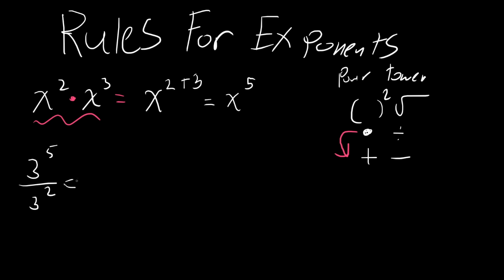Over here in this example, we have 3 to the fifth over 3 squared. Well, that's division, so I'm going to go back to my power tower. I'm going to think, division between the bases, right? 3 and 3 are being divided. I step one layer down. Oh, subtraction. So I'm going to keep the same base of 3, and it's going to be the power of 5 minus 2. Because I step down, I'm doing subtraction. Ends up being 3 to the power of 3.